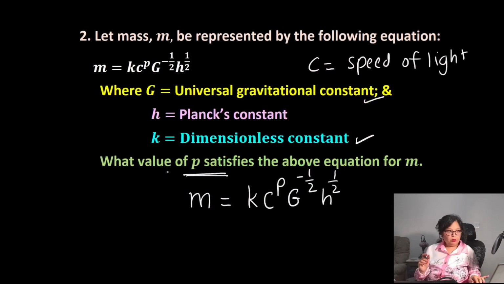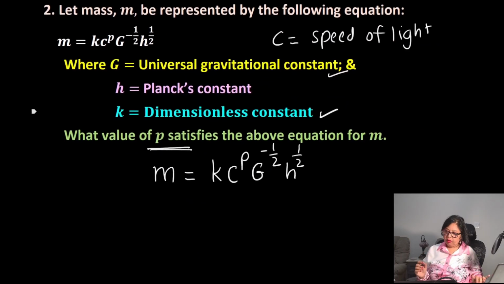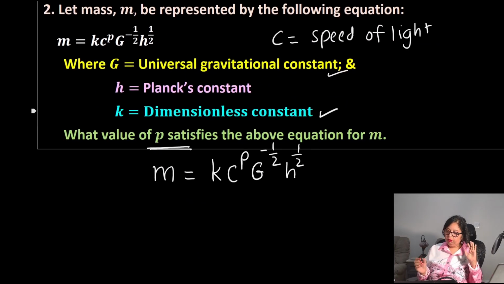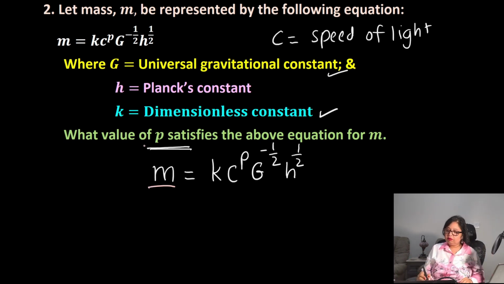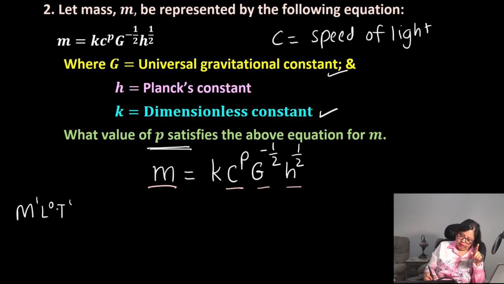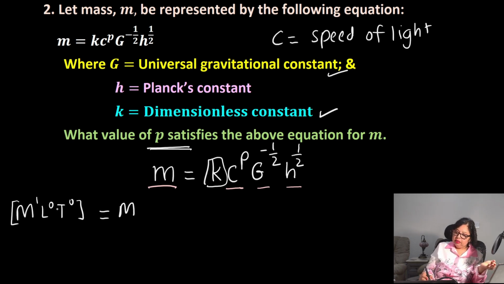Coming back to the equation here. What will I do here? I'm going to write down the dimensions or the dimensional formula of each of these factors. M on the left hand side, C, G, and H on the right hand side. Let's see what we get. So M on the left hand side gives me M1, L0, T0. K is dimensionless, so I don't need to worry about this. C is M0, L1, T minus 1.